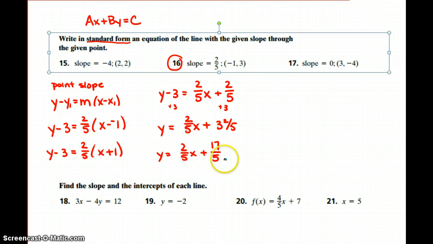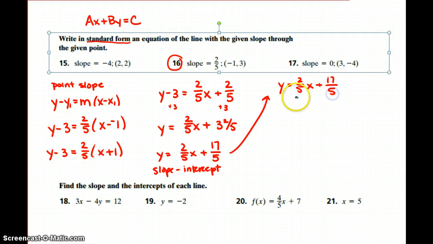So here is my equation. This is now written in slope intercept form, but the ultimate goal for this problem was to write it in standard form. Notice that the x and the y are both on the left-hand side. So that's the first thing I'm going to do. I'm first going to notice that my x is on the right. So to get to the left, I'm going to subtract the 2/5 x from both sides. So now I have negative 2/5 x plus y equals 17/5.